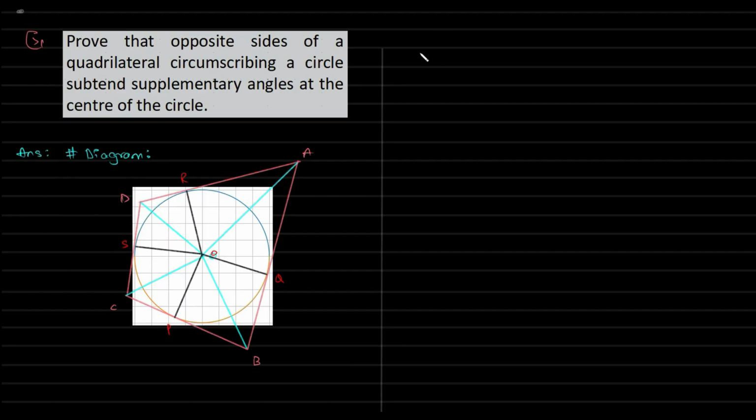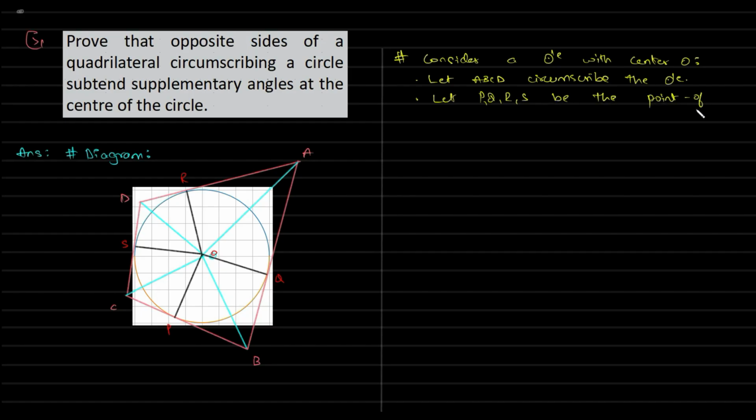Now, let me start by writing, then I'll explain how we are going to do it. First thing is we'll describe the diagram because the diagram is not given. We are considering a circle with center O. Let ABCD circumscribe the circle. Then let P, Q, R, S be the points of contact. I think I didn't miss anything.